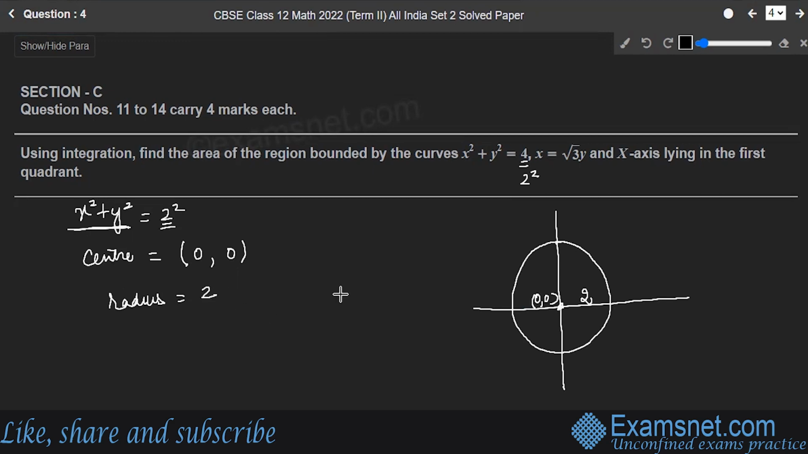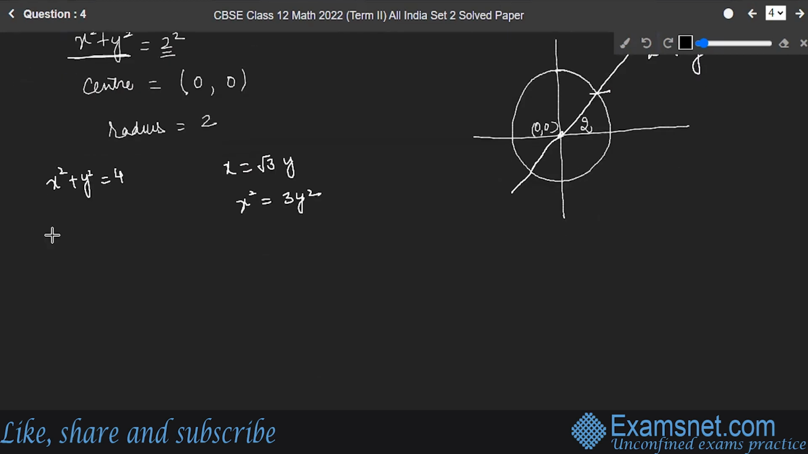Next you have this line x is equal to √3y. This is a linear line, so it will look something like this. Let's find out the point of intersection of these two first. x square plus y square is equal to 4, and the line is x is equal to √3y, so x square is equal to 3y square. Putting this in, 3y square plus y square is equal to 4, or 4y square is equal to 4, so y will be equal to plus minus 1. So these are the 2 points of intersection.